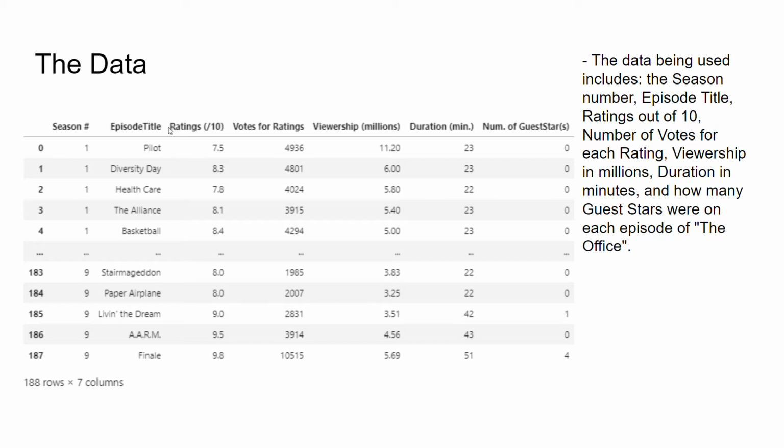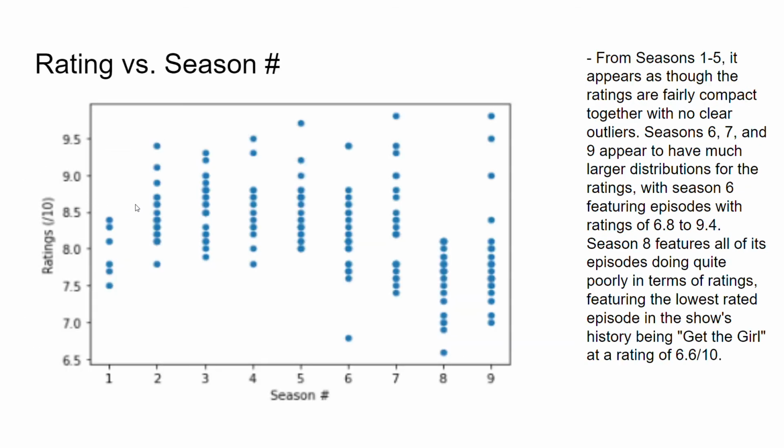We're not going to use episode title for our model. For one, it's text and it's not very useful information regardless to predict ratings. And for season number, it isn't useful for us to say an increase in season either increases or decreases rating. It's not accurate enough. To see that, we can look at our rating versus season number scatter plot.